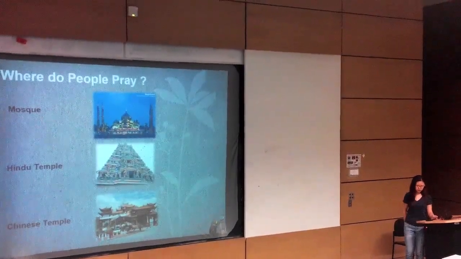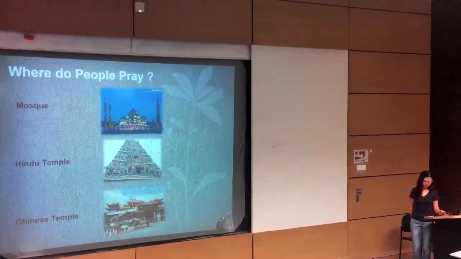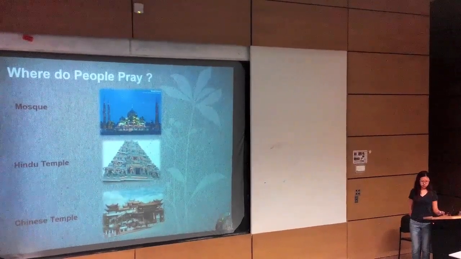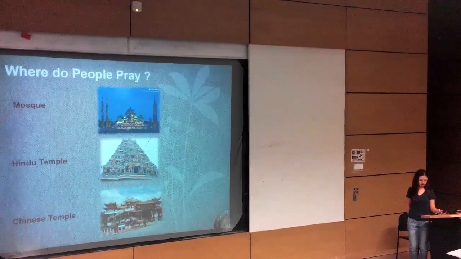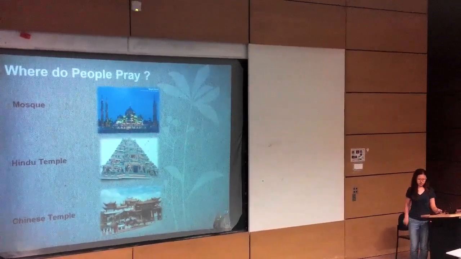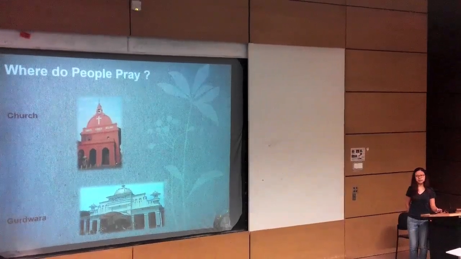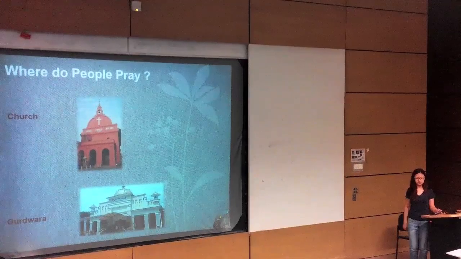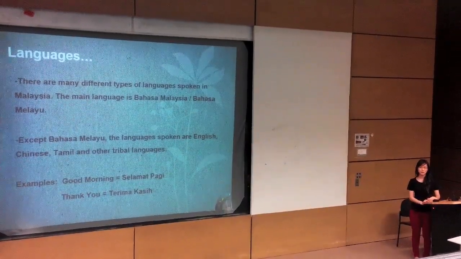In Malaysia, since we practice various religions, we have different places of worship. Muslims pray in the mosque and Hindus pray in the Hindu temples, whereas those who practice the Chinese religions pray in the Chinese temples. Next, the church is where the Christians pray, and lastly, the Gurdwara is a place of worship for those who practice Sikhism. Thank you. My name is Numan Yi.